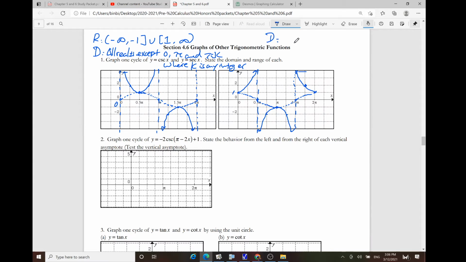So the domain for this one will be all real numbers except pi over 2 and pi over 2 k, where k is any integer.